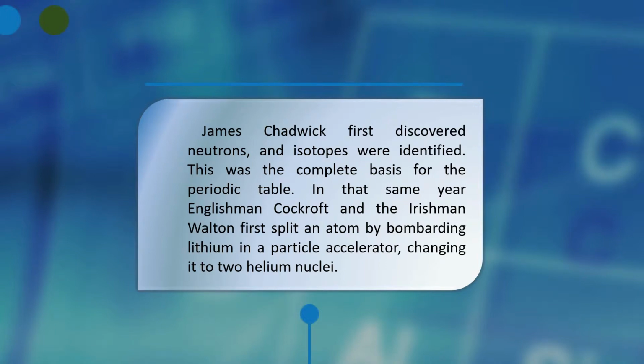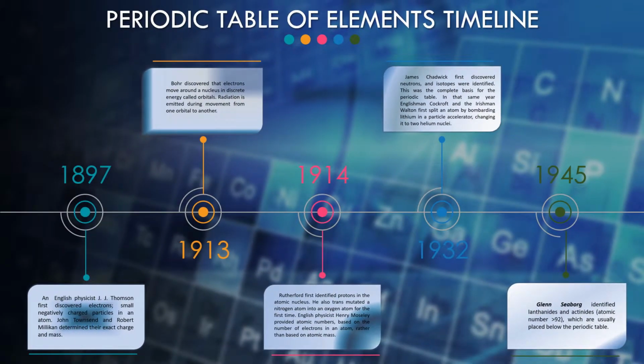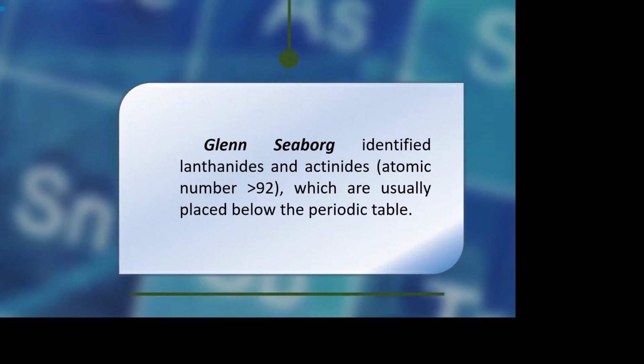In that same year, Englishman Cockcroft and Irishman Walton first split an atom by bombarding lithium in a particle accelerator, changing it into two helium nuclei. Lastly, in 1945, Glenn Seaborg identified lanthanides and actinides, where the atomic number is greater than 92, which are usually placed below the periodic table.